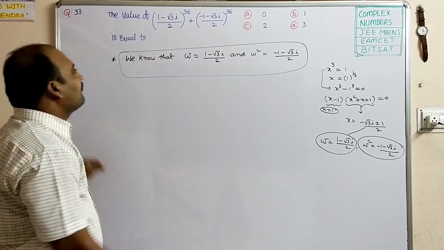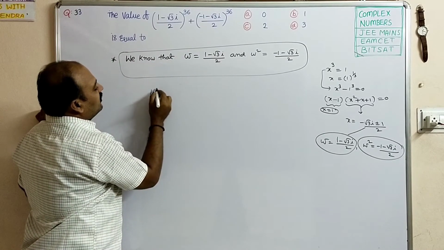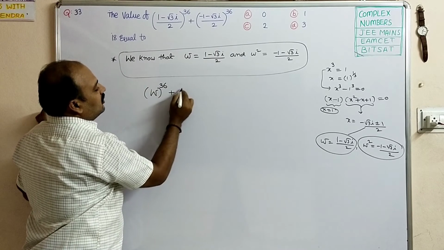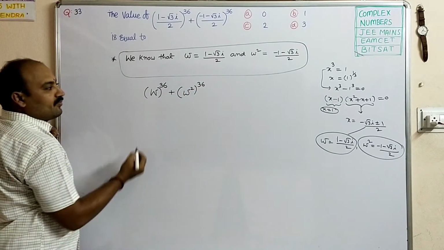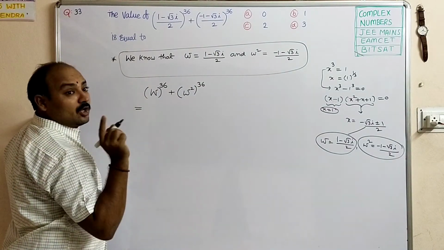So here, according to the given question, omega power 36 plus omega square whole power 36, which is equal to, in powers of 3 I am writing. Why? Because omega cube equal to 1.